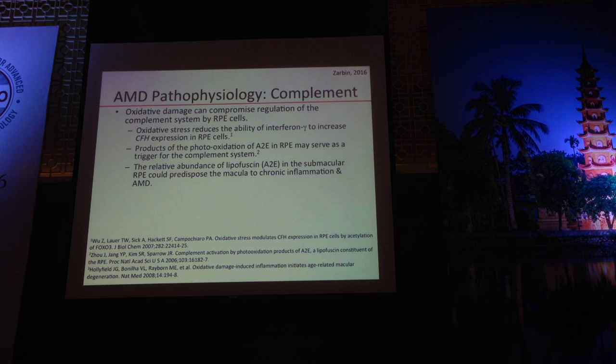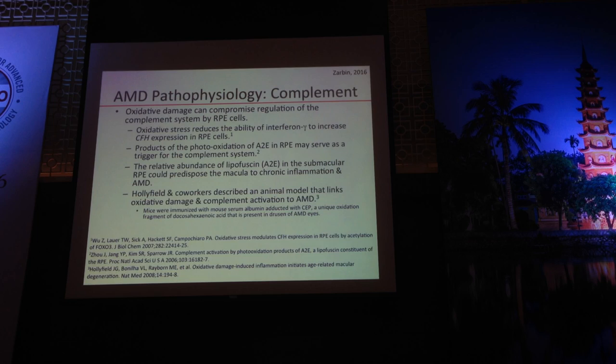There's even an animal model in which oxidative damage is linked to complement. This involves immunizing mice to something called carboxyethyl pyrrole, which is an oxidative fragment of docosahexaenoic acid, which is present in photoreceptors and in drusen of AMD eyes. And these mice fix complement C3 in Bruch's membrane, they make drusen, and they get geographic atrophy.